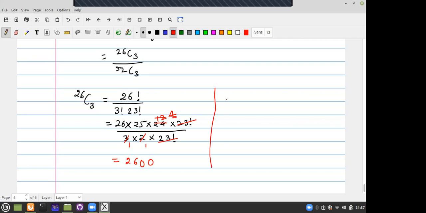And here we have 52C3. That will be 52 factorial upon 3 factorial 49 factorial. It is 22,100. So the probability is 2600 upon 22,100.